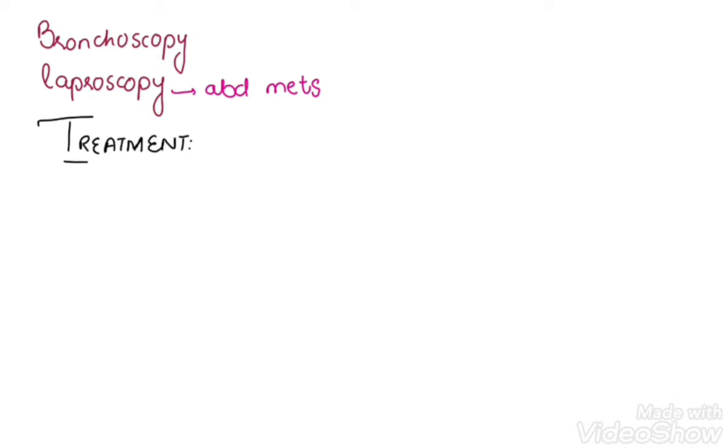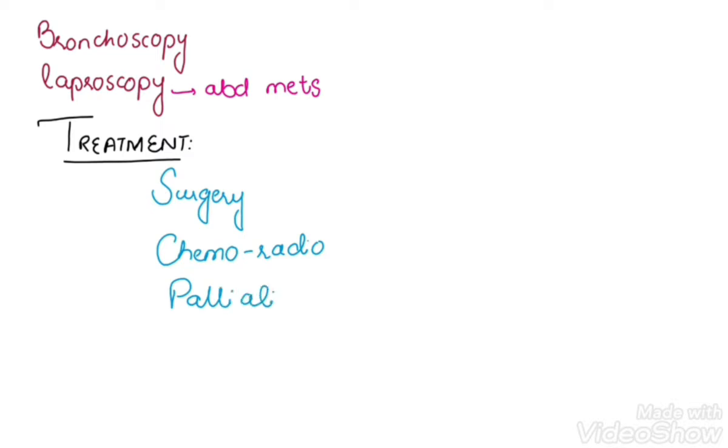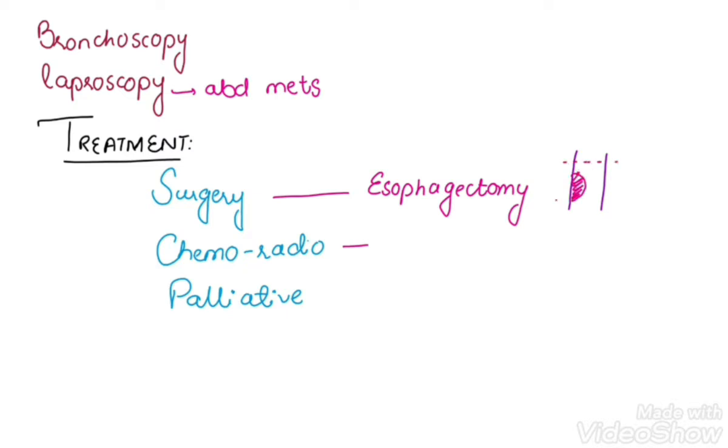Treatment, like any other cancer, involves 4 steps: surgery, chemotherapy, radiotherapy, and palliative. Surgery is the treatment of choice in esophageal carcinoma. It is called esophagectomy. The name indicates that the tumor part of the esophagus is cut out and the remaining 2 ends are anastomosed. The tumor as well as the tumor-free margins are removed, and so it's curative.